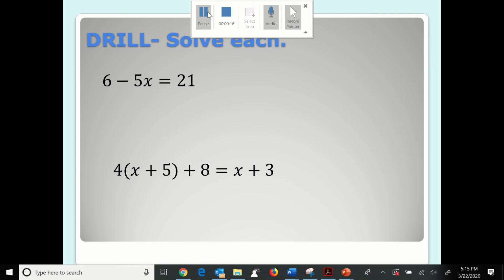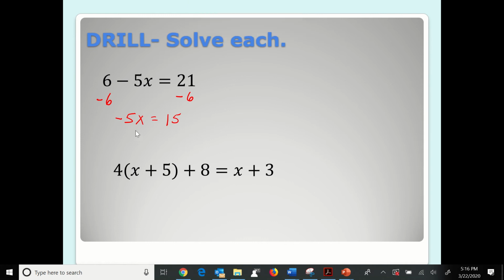Remember, we're trying to get the variable isolated by itself and trying to get all the constants on the other side of the equation. So looking at the first problem here, I notice I have a variable on the left side, constant on the right side. So I'm going to move this constant of 6 over to the right side. This is a positive 6. What is the inverse of positive 6? It is subtracting 6. Remember, this negative sign here belongs to the 5x. So when we subtract 6 from both sides, we end up with negative 5x equals 15.